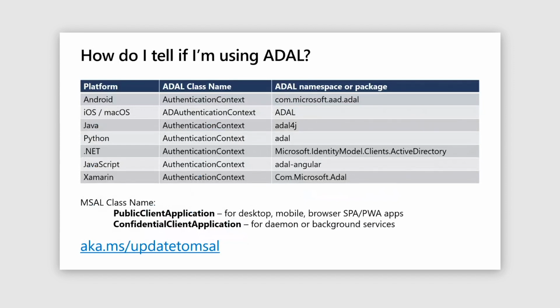One of the frequently asked questions we get is, how do I tell if my app is using ADAL or MSAL? Well, one way to tell is by looking at the source code, and you can either look at the class name or the package name. And this table illustrates looking for a string such as AuthenticationContext within your code, and then you'd be able to tell that it is on ADAL and needs to be migrated to MSAL, which uses class names such as PublicClientApplication or ConfidentialClientApplication.